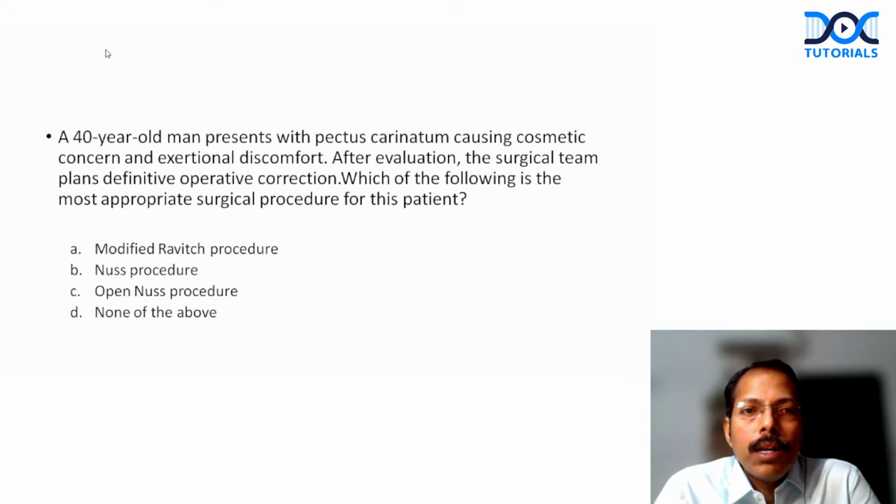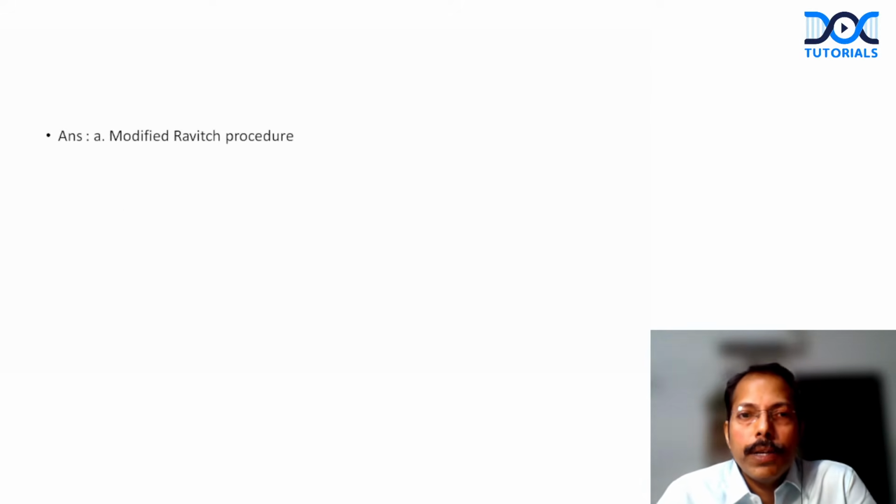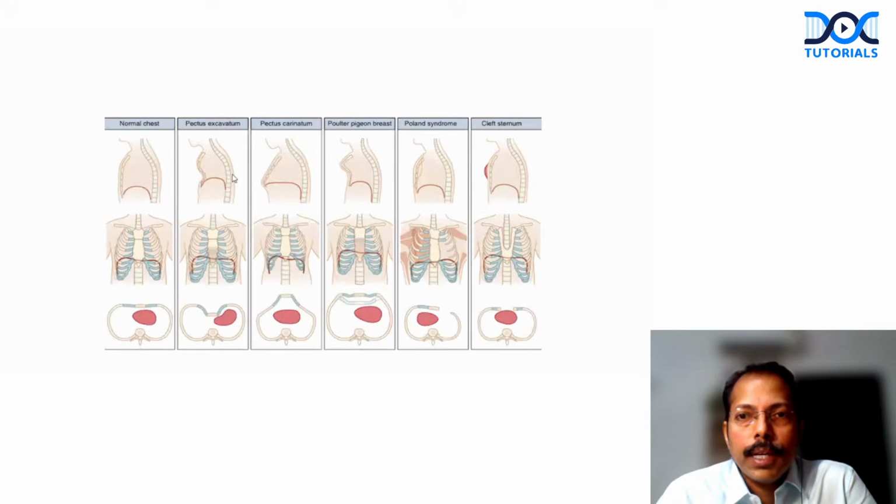And next question. A 40-year-old man presents with pectus carinatum causing cosmetic concern and exertional discomfort. After evaluation, the surgical team plans definitive operative correction. Which of the following is the most appropriate surgical procedure for this patient? So, pectus carinatum surgery. Again, this has been discussed elaborately in our classes. So, what could be the answer? The answer is the modified Ravitch procedure. So, modified Ravitch procedure is the right option.